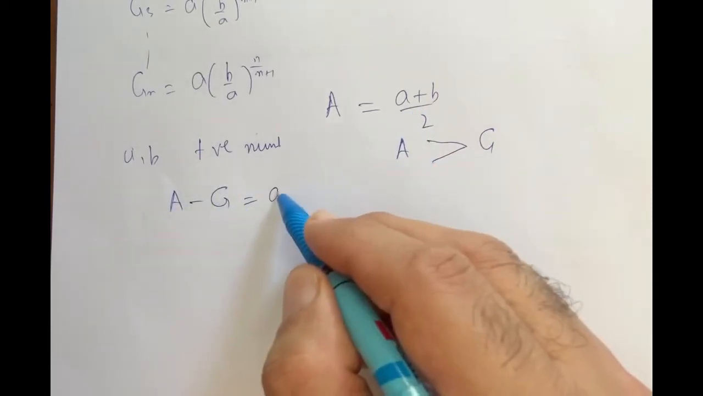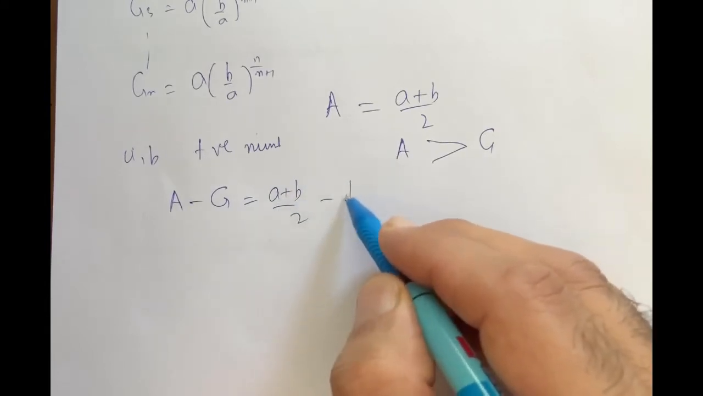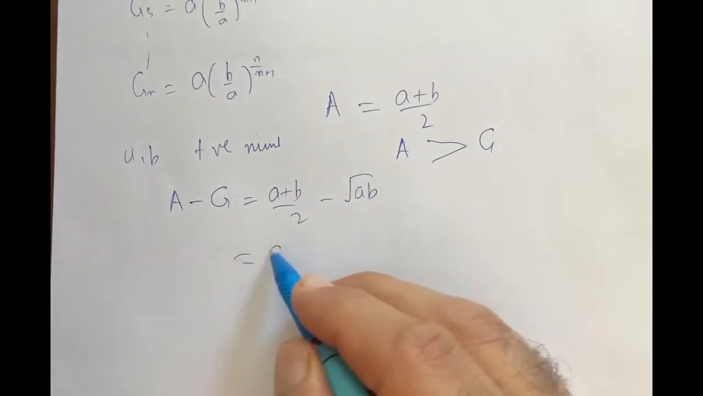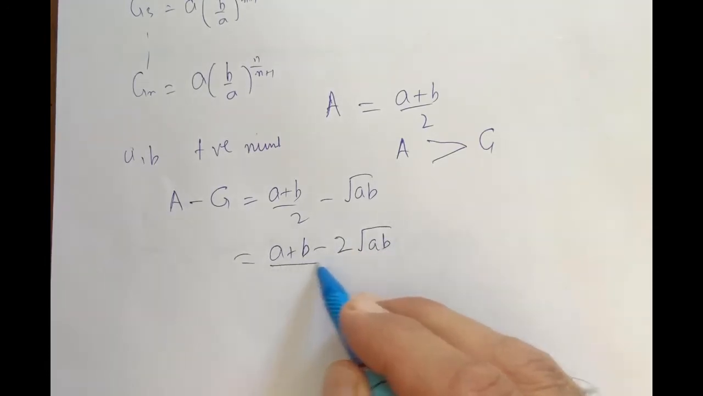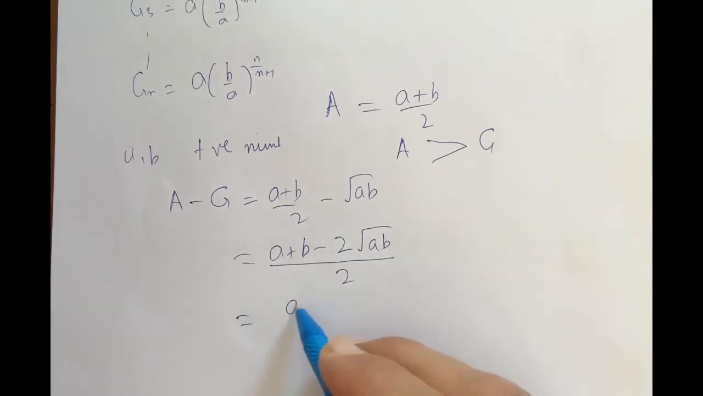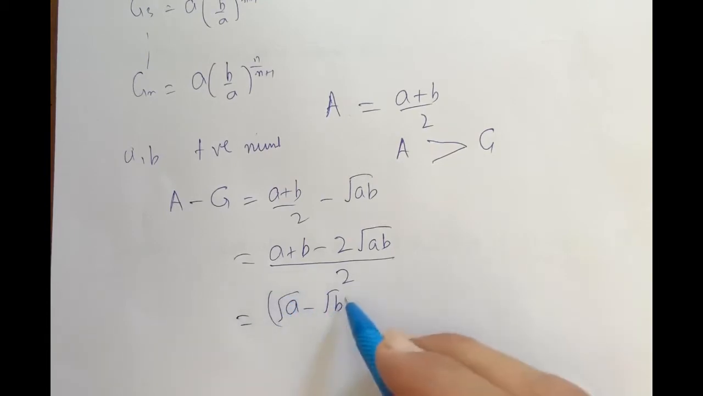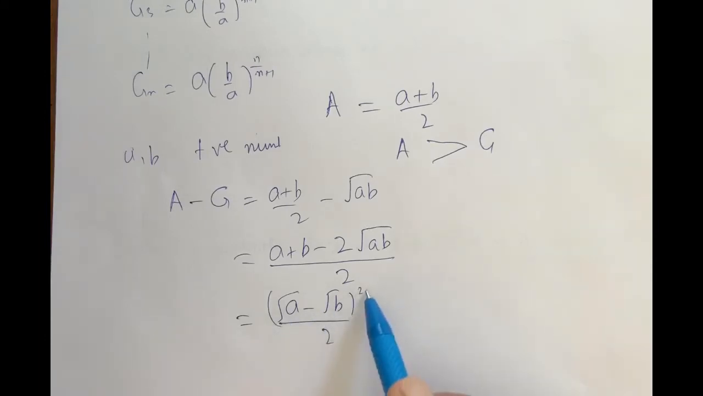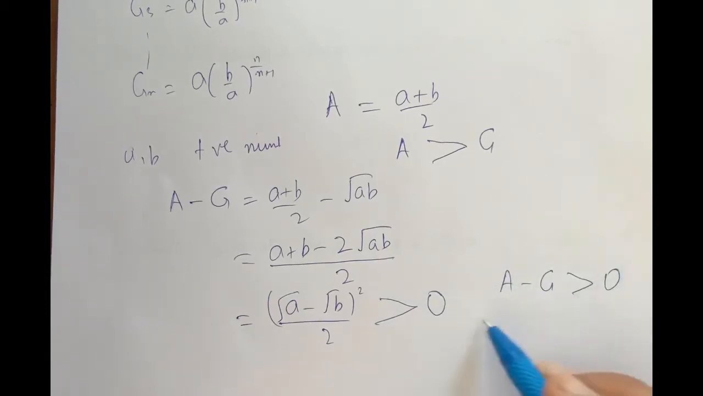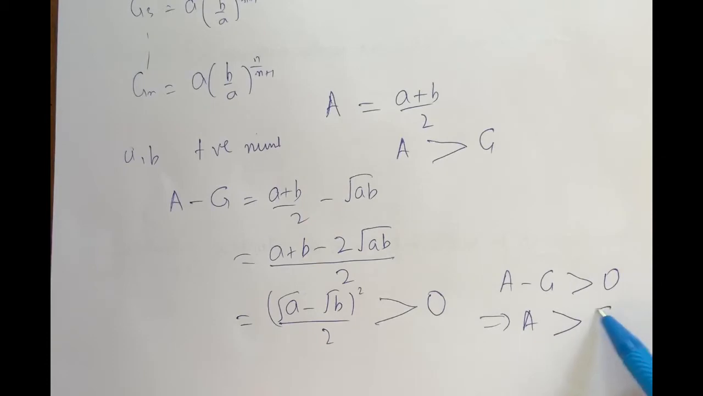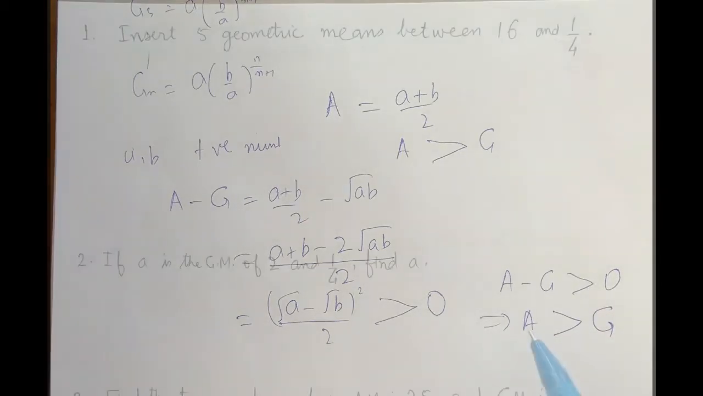Arithmetic mean is a plus b by 2. Geometric mean is root of ab. This is a plus b minus 2 times root of ab upon 2. And this is root a minus root b whole square upon 2. Students, you can see, since this is a square, this is always positive. This is always greater than 0. A minus g greater than 0 means a is greater than g. This is how we prove arithmetic mean is always greater than geometric mean.